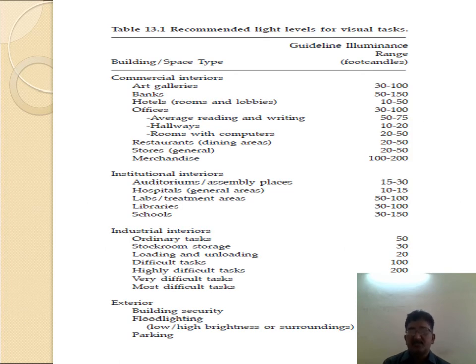So some of the IES recommended light levels have been given, which was already discussed in the last class. How much light should be provided in commercial interiors, and in institutional interiors such as an auditorium. For example, the foot-candle level for an auditorium in institutional interiors is 15 to 30. The IES has prescribed this.